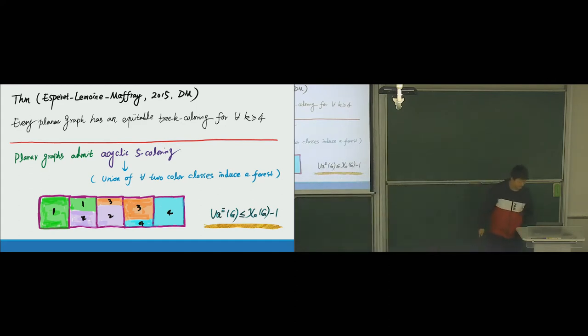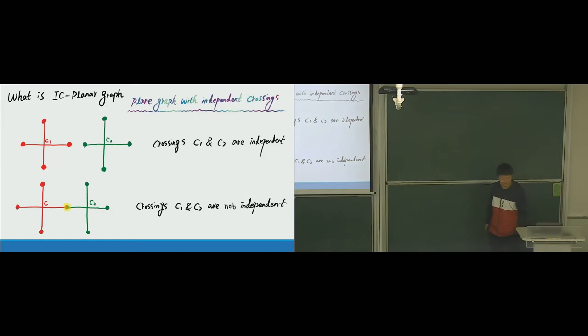So this is this result, and the proof idea of this result implies this. That means this equitable vertex arboricity is at most the acyclic chromatic number minus 1. So this is a factor like this. And now I want to do something about beyond planar graphs.